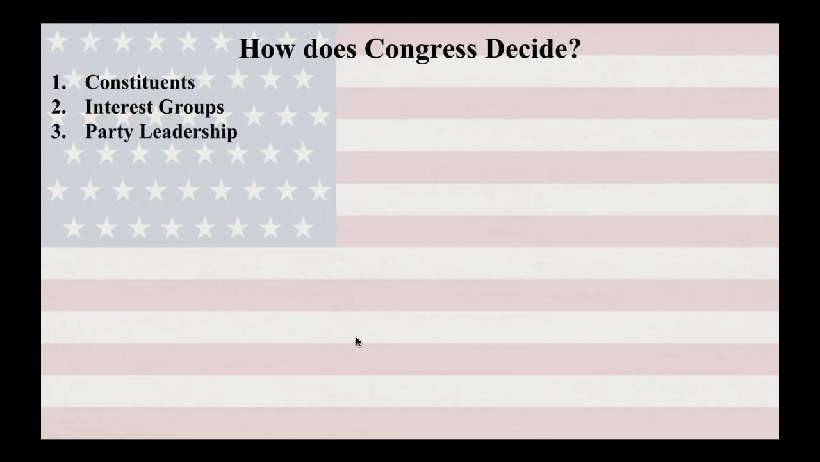And then party leadership. And party leadership is, you've got to pay attention to what your leaders want you to do.